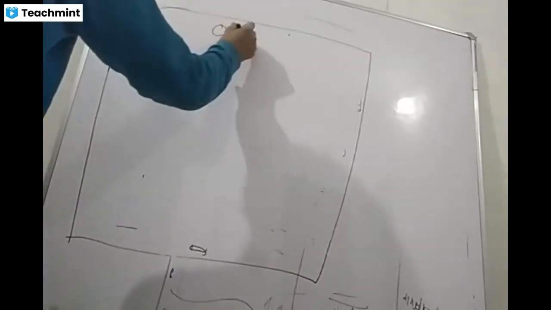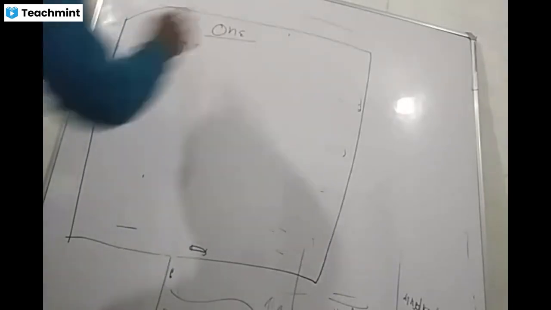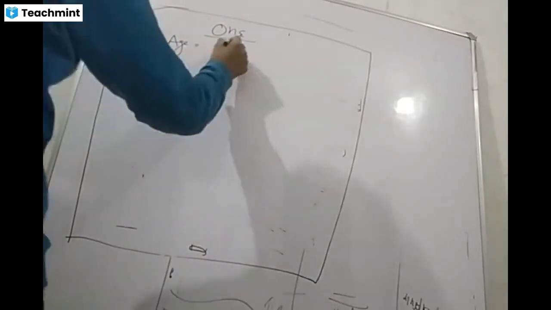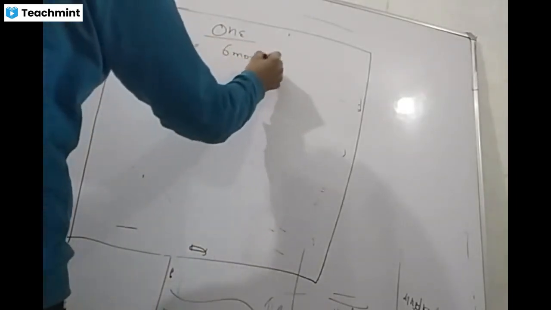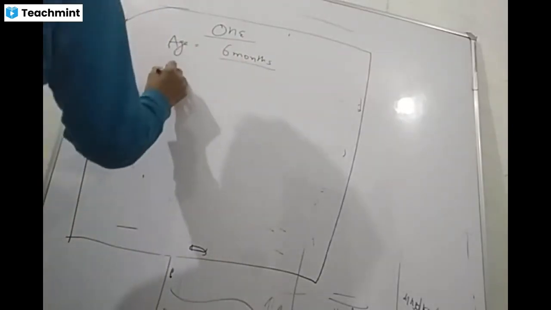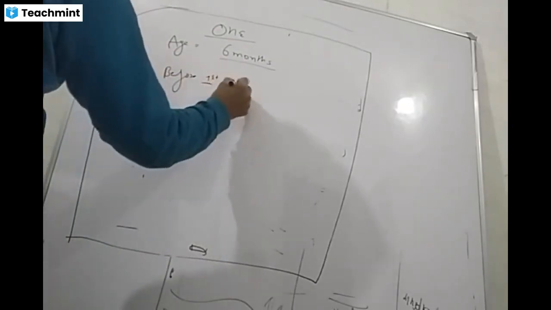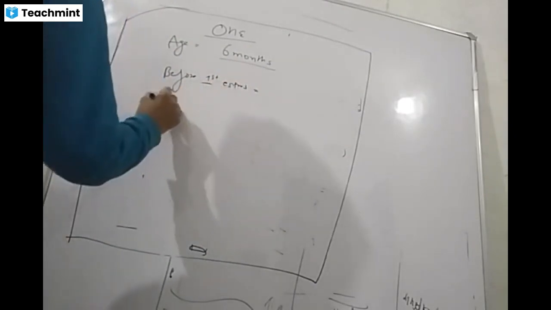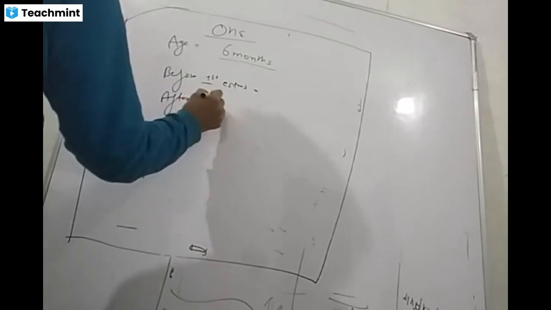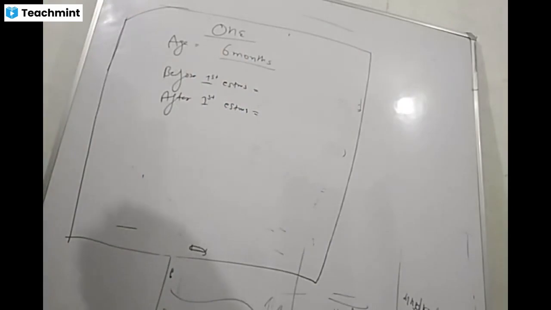The important MCQ is when to start, what is the preferred age for the OHE. So the age is around 6 months. Either before the first estrus or after the first estrus. The age is 6 months. Just before the first estrus or after the first estrus.